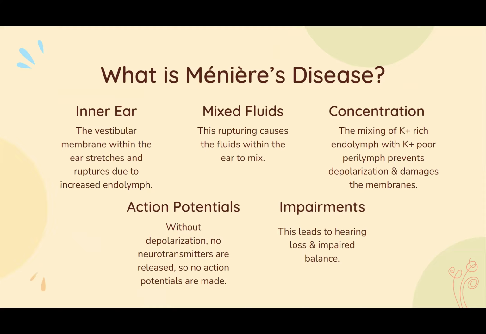So Meniere's disease is a buildup of endolymph in the vestibular membrane, which causes increased pressure, also known as endolymphatic hydrops. So as I mentioned, it's increased endolymph in the ear, and this can stretch and rupture the vestibular membrane, and this can cause mixing of fluids within the ear. So potassium-rich endolymph mixes with potassium-poor perilymph and prevents depolarization and damages the membrane. Without depolarization, there are no neurotransmitters released into the synaptic cleft, so no action potentials can be made. This leads to hearing loss and impaired balance.